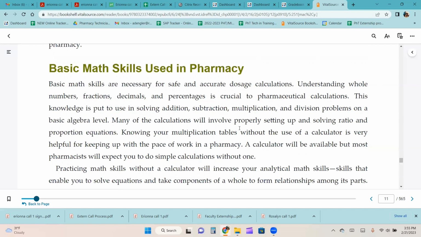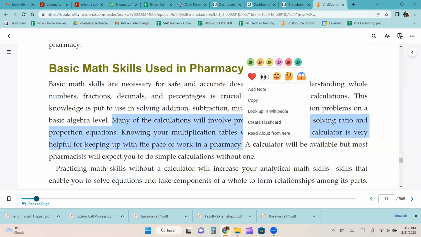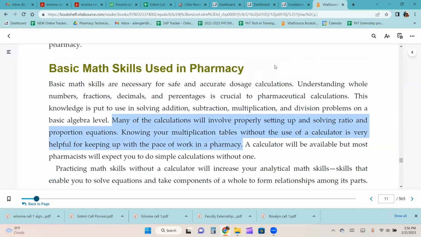So many of the calculations will involve properly setting up and solving ratio and proportion equations. Knowing your multiplication tables without the use of a calculator is also really helpful for keeping up with the pace in a pharmacy. So I'm going to highlight that because that's really important. If you're not the greatest with your multiplication tables, which, hey, some people just aren't, you can maybe buy some flashcards or do some online testing just to sharpen up your skills. That will be super helpful.